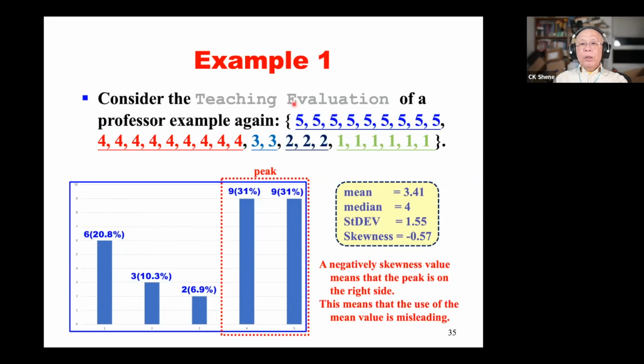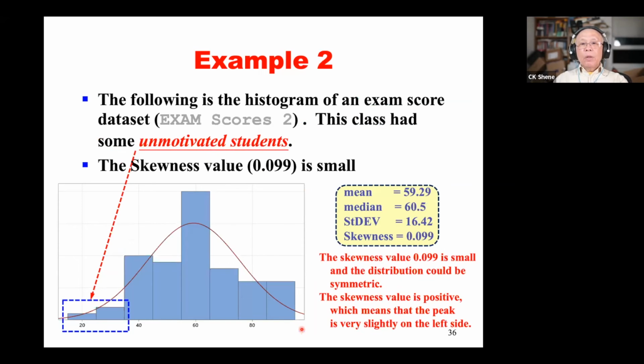Example, teaching evaluation, we have this. So skewness is negative 0.57. It's negatively skewed. So most values are on the right-hand side. So as you can see, the use of the mean in this case is misleading. Example 2, exam score 2. We have unmotivated students, the mean and median difference is small, and skewness is quite small, 0.099. So this distribution is likely normal, symmetric at least.